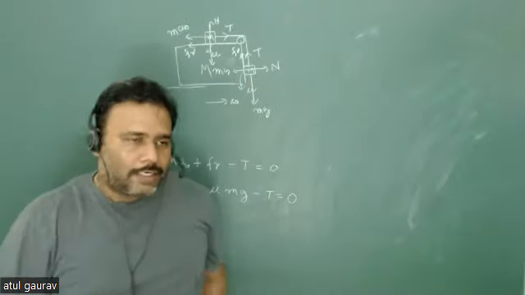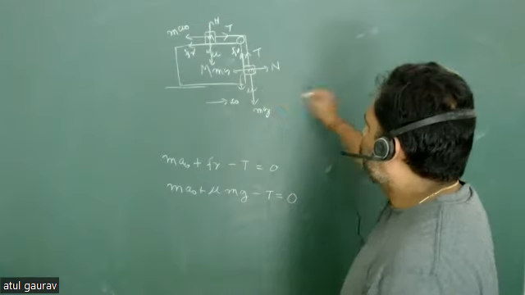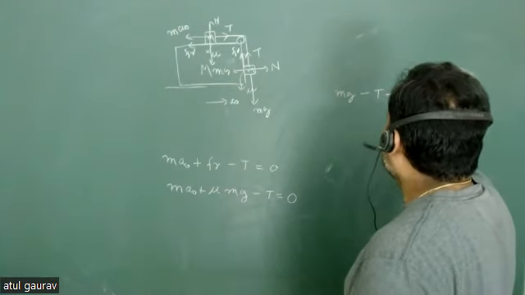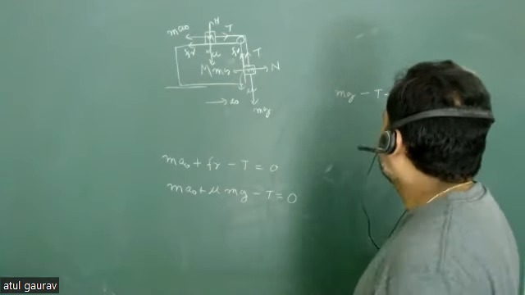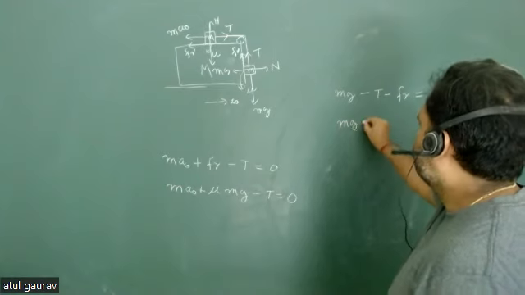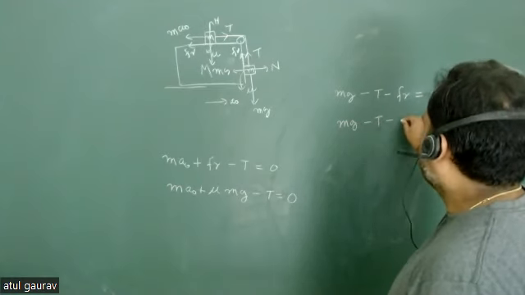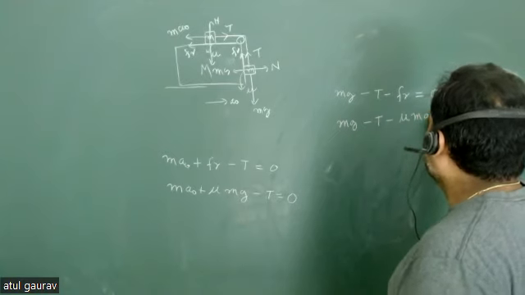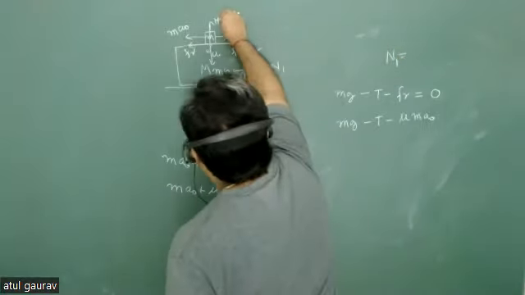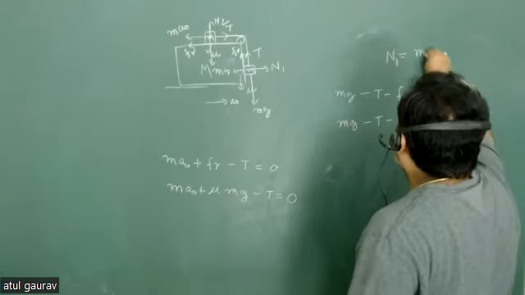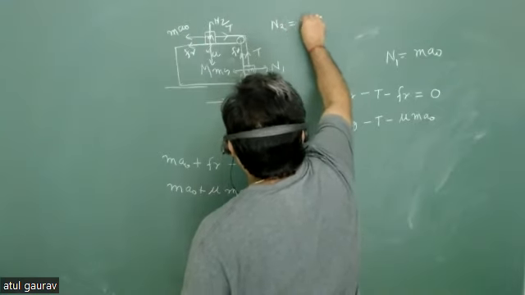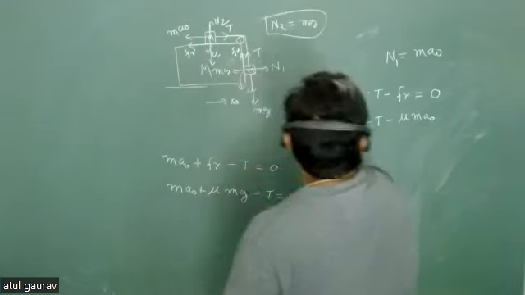Now let's come to this one. What is going to happen for this one? Mg minus tension minus frictional force must be equal to zero. And what will be the frictional force here? Mu M A naught. Very good. So that value is minus mu M A naught. Why that? Because N is equal to, you can call this N1 and this N2, okay? N1 is equal to M A naught, and here for that one, N2 is equal to mg. Okay? So this is the thing.